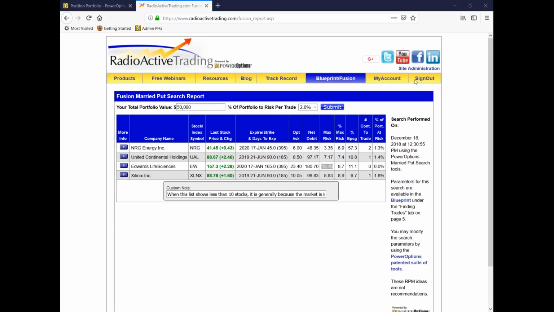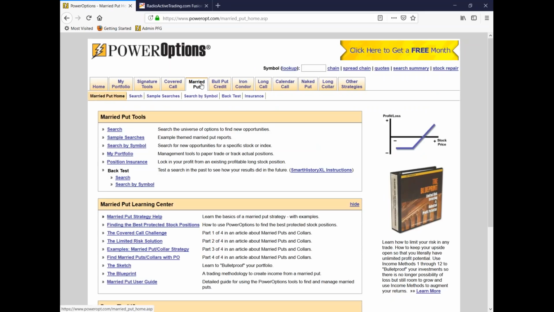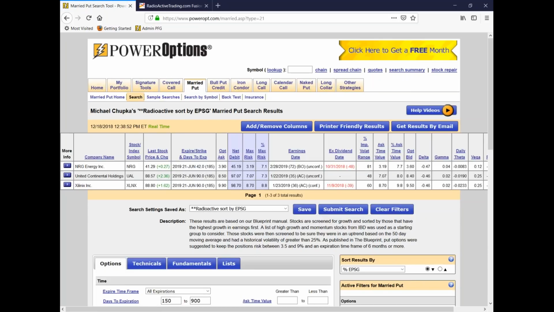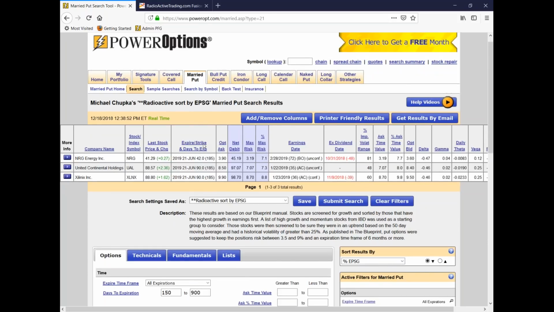We're going to look at something very similar. So I'm going to go to the Married Put tab on Power Options now. And I'm going to go ahead and click on the search tool. Now, we do support over 23 different strategies, and the search tool allows you specifically to customize your criteria based on your specific needs.